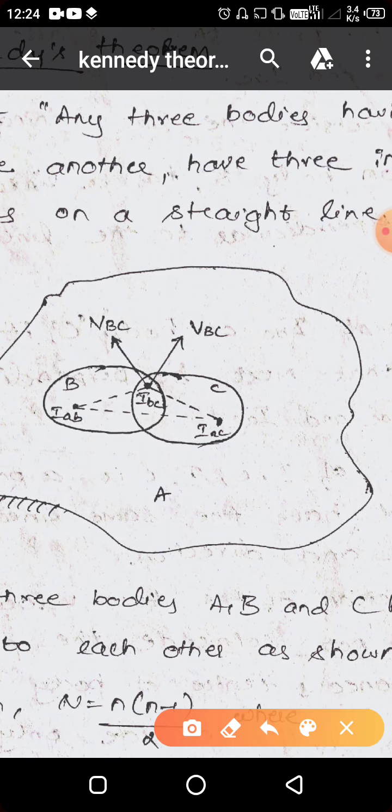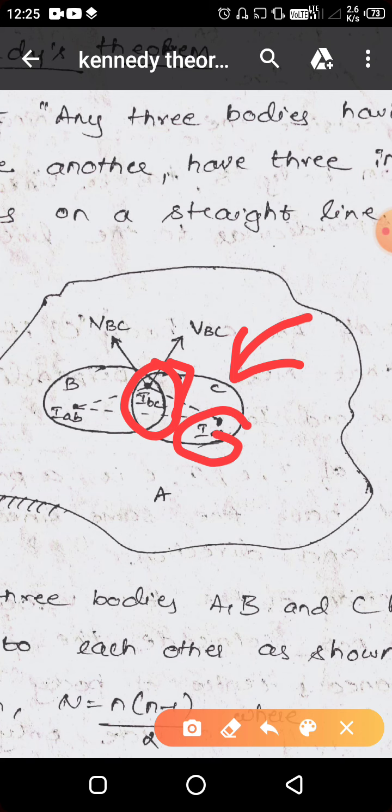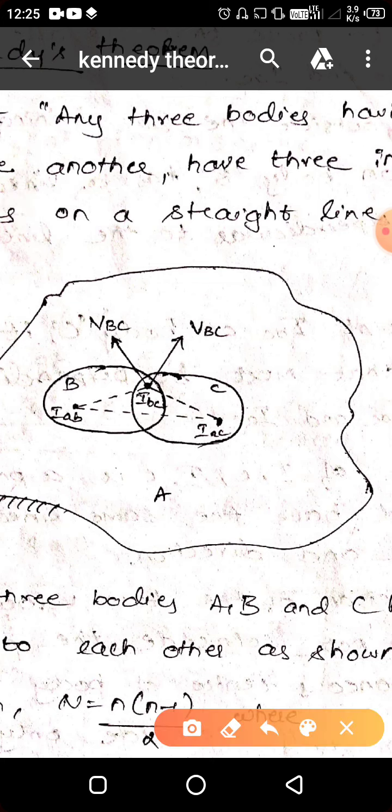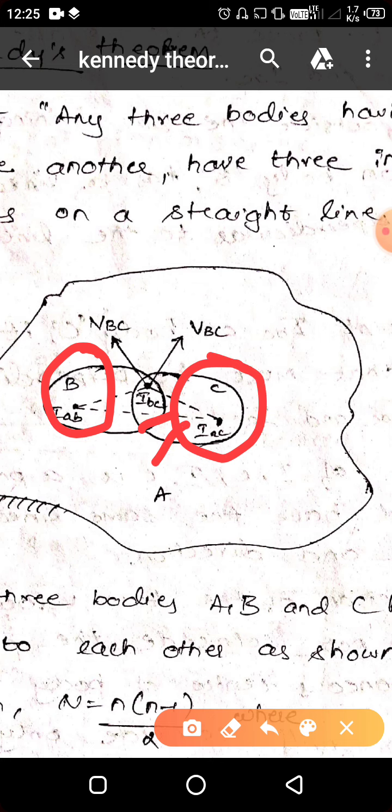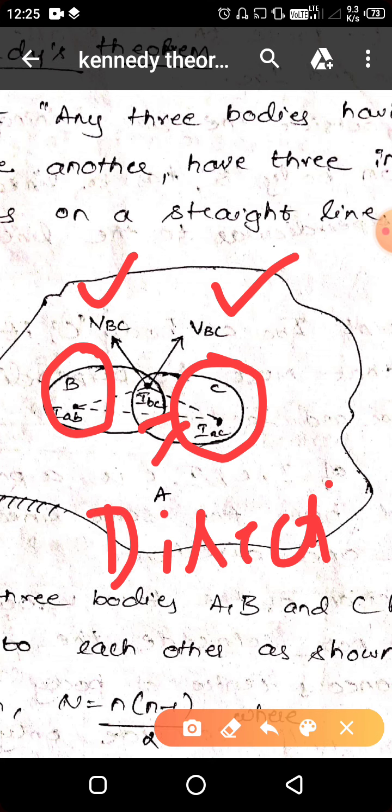For the second condition, we assume this IBC to be located on the body C. When this instantaneous center is located on the body C, it will have the velocity component VBC, and this vector line will be perpendicular to the line joining IBC and IAC. Since we have assumed IBC in the first case to be located on the body B, and in the second case on the body C, we have two velocity components whose directions are different.